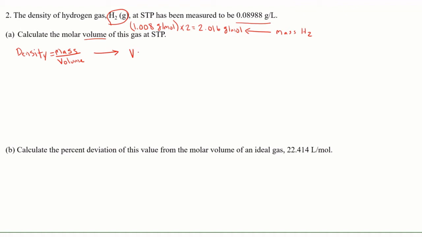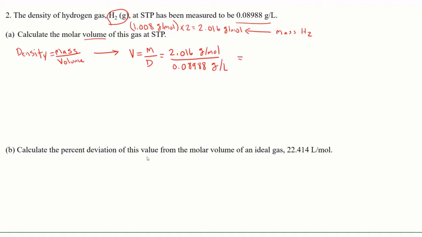Okay, so I can rearrange the equation. I'm looking for volume. Volume will equal mass over density. The mass of hydrogen, we determine it from the periodic table. It's 2.016 grams per mole. The density of hydrogen was determined experimentally, and that is 0.0988 grams per liter.